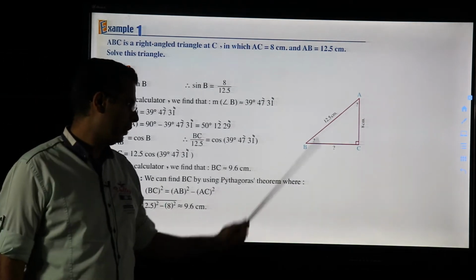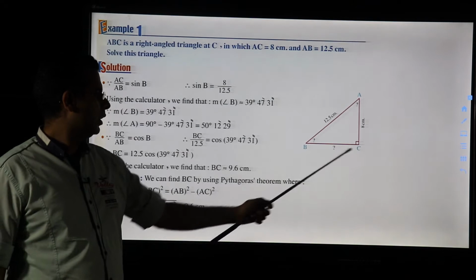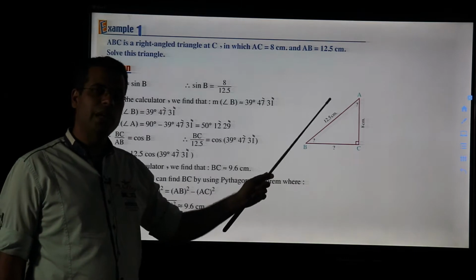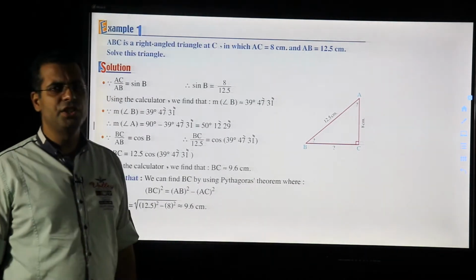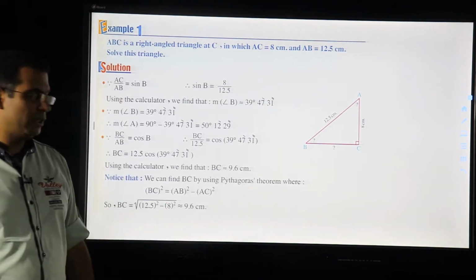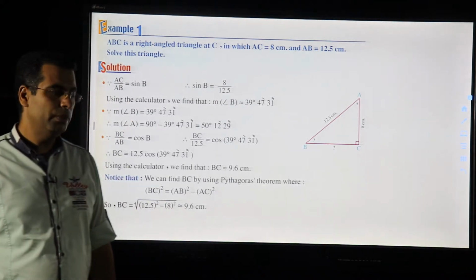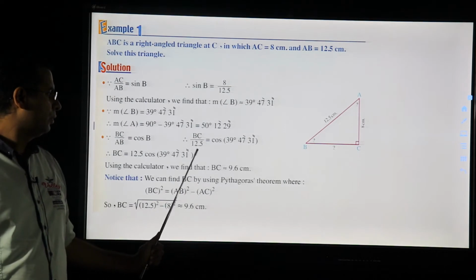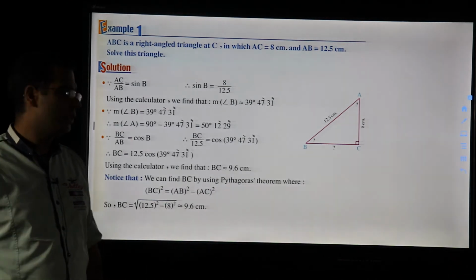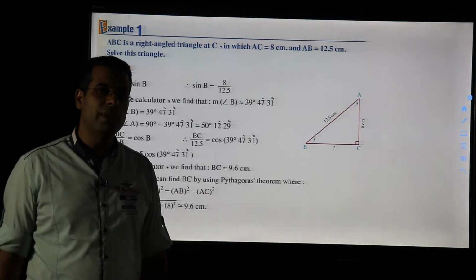Okay? Now we have measure of angle B. We want to find BC. We can use cosine. Why? Because we have measure of angle B and the hypotenuse, and we want to find the adjacent. Adjacent and the hypotenuse, we can use cosine. Cosine B means cosine 39 degrees, 47 minutes and 31 seconds, sorry. Okay, therefore BC equals 12.5 cosine 39, 47, 31 seconds. Therefore BC equals 9.6.